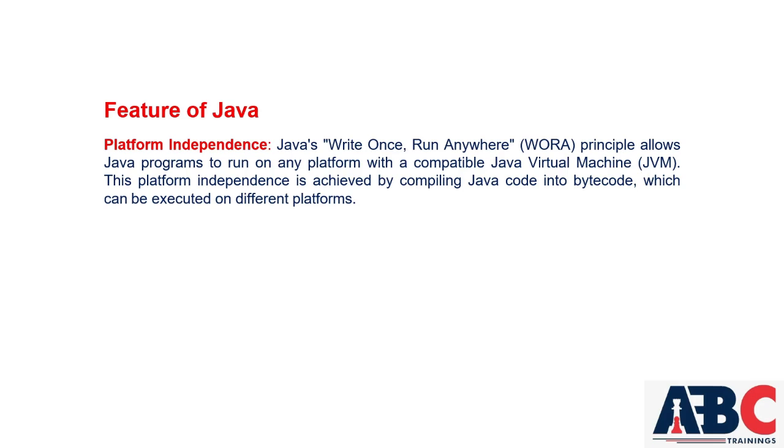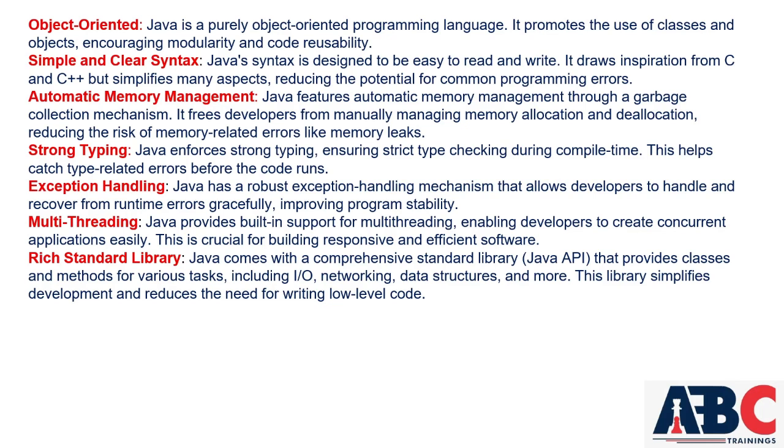Then the features of Java. First is platform independence. Java follows the principle of write once, run anywhere, which allows Java programs to run on any operating system or any platform compatible with the Java Virtual Machine. This platform independence is achieved by compiling Java code into bytecode, which can be executed on different platforms.